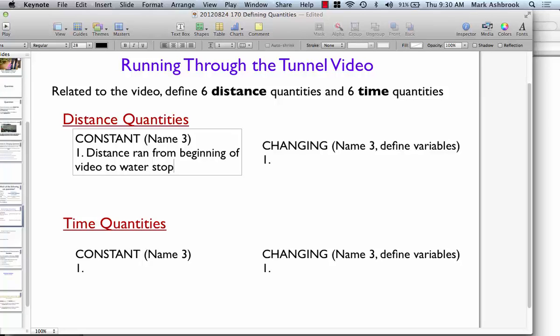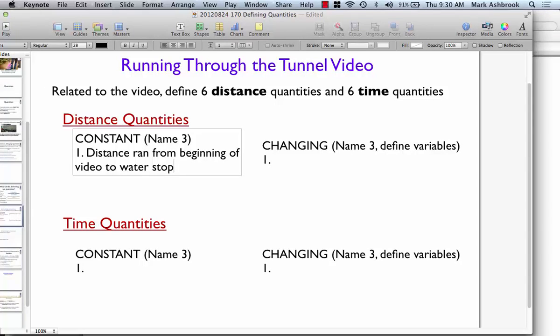I think it does. There's something about this that needs to be more specific. No, a quantity doesn't need units. A variable needs units, but a quantity is the characteristic. So it's just like the distance. How about instead of beginning of the video, you put starting line, distance from the starting line to the water stop? But there was no starting line in the video.